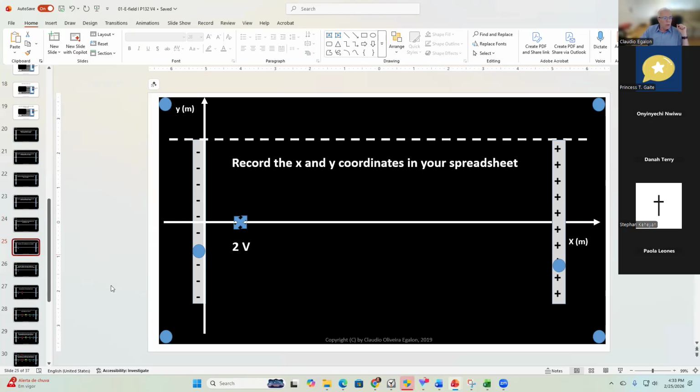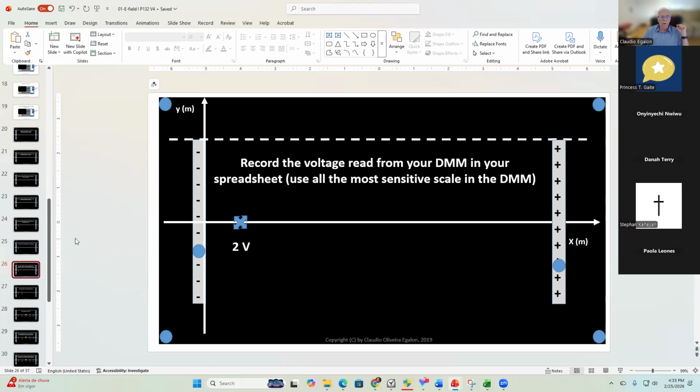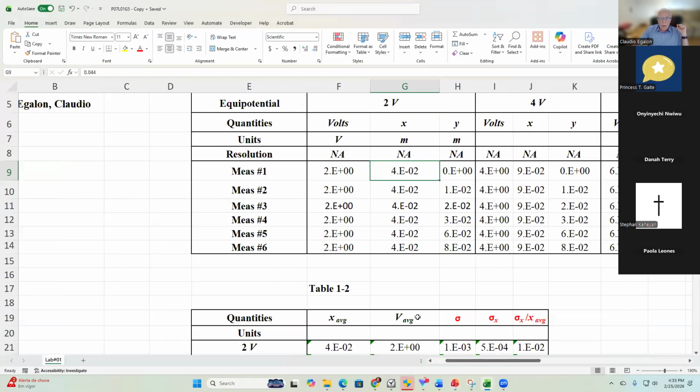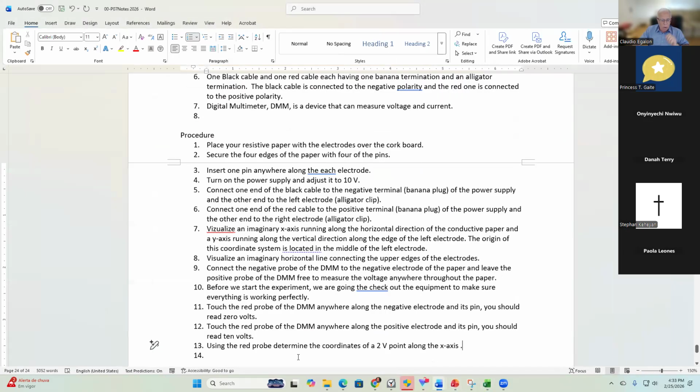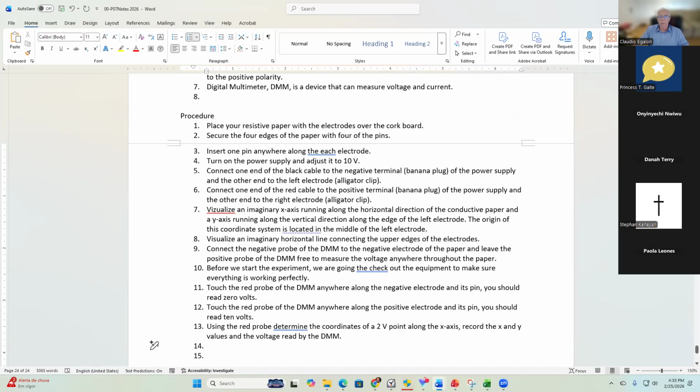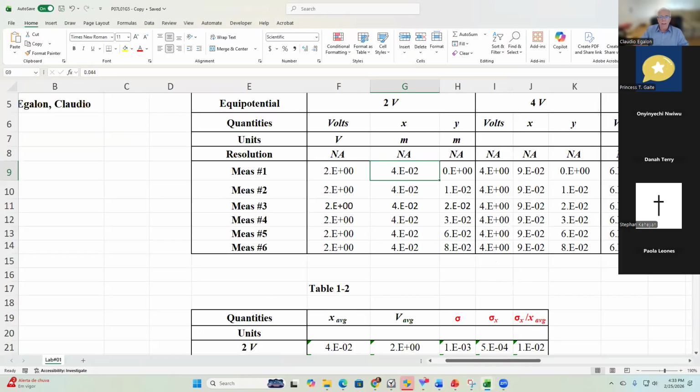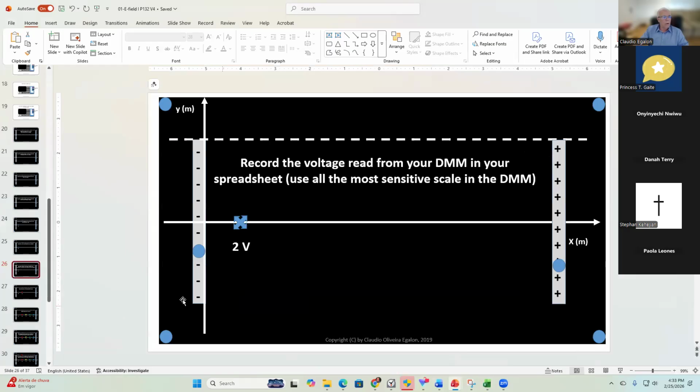Next. Record the voltage as well. Record the voltage and record: determine the coordinates of a 2 volt point along the x-axis, record the x and y values and the voltage read by the DMM. That's what we did. Next, here you go, this one here.